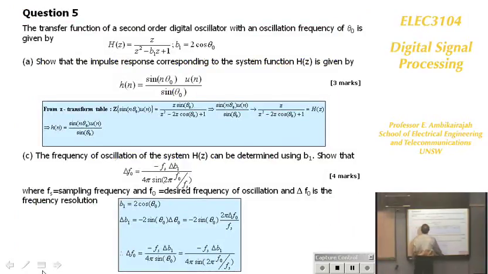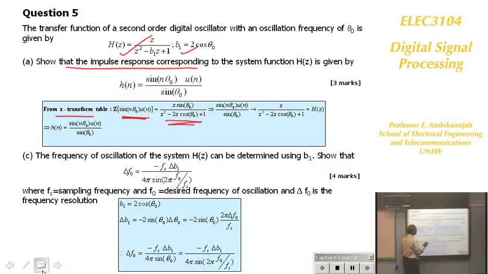Here's another example of a question where you have been given the transfer function of an oscillator. There you go. You've been given this, and you've been asked to find the impulse response. So you have to show the impulse response for this. What you do is go back to the z-transform, write down the z-transform of the sine waveform, which is this, right?